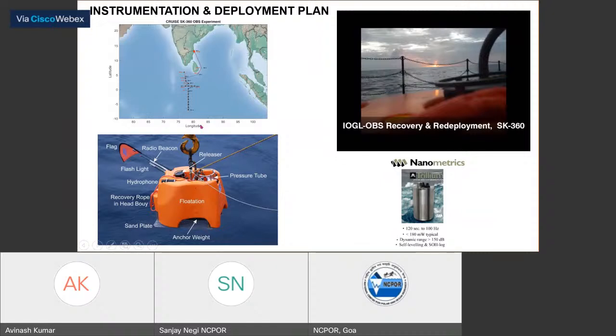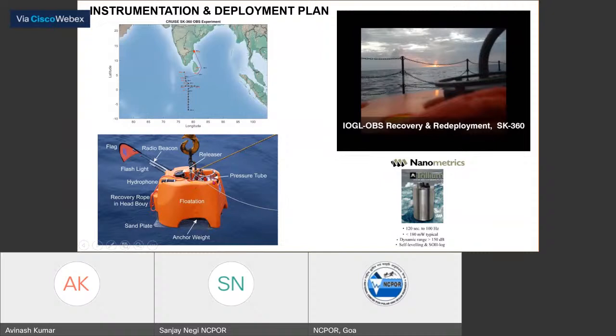And next is how these instruments record and what kind of instruments are taken into consideration. This is an OBS system, and the important feature of this is the pressure tube, which maintains the high pressures at a deeper level of 6,000 meters. Inside this, there is a seismometer from Nanometrics, and there's a hydrophone over here.